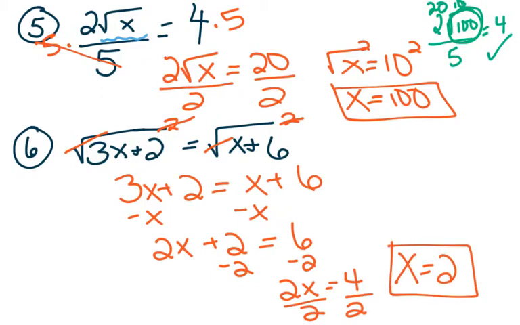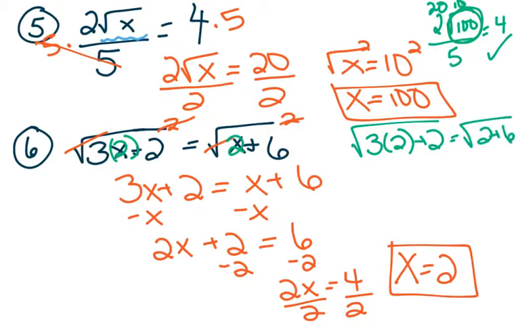I definitely want to check this one to make sure I'm right. So I'll be putting these 2's right in here. So really that will read the square root of 3 times 2 plus 2 is supposed to equal the square root of 2 plus 6. All right, so this would give me 6. 6 plus 2 is 8, so I have the square root of 8 is equal to the square root of 8. Those two things are identical, so they do match.